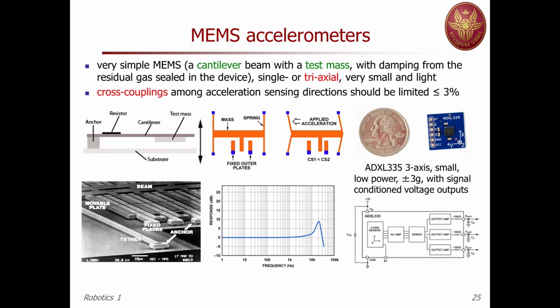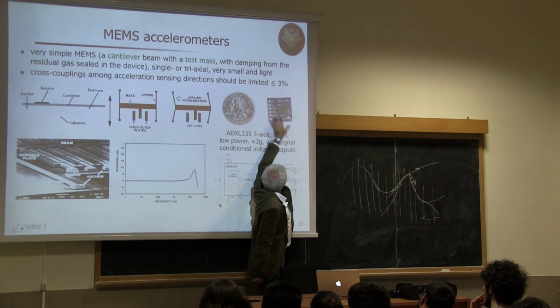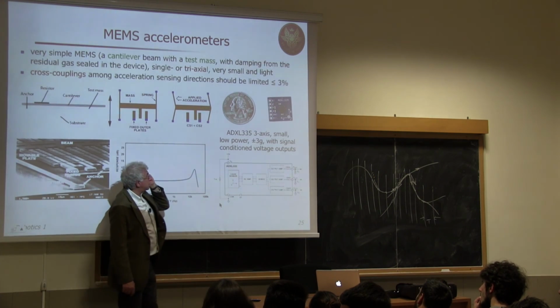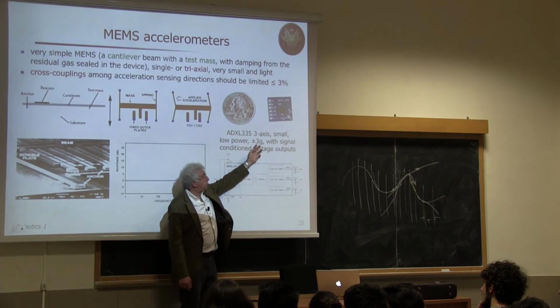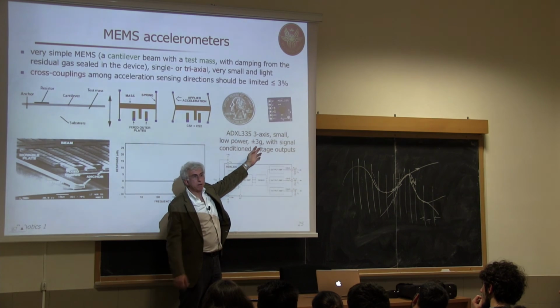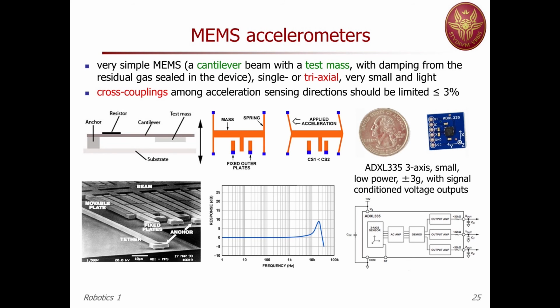This is, I think, 5 US cents, so it's like 5 euro cents. So you see that the accelerometer is much smaller. This contains also some electronics, and this is a 3-axis accelerometer measuring up to 3G, so up to about 30 meters per second squared in the 3 directions, low power, and it includes also some conditioning electronics in order to have a filtered version of this. So let me conclude.